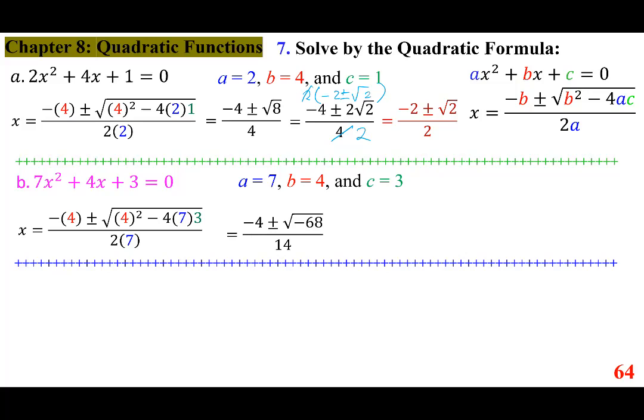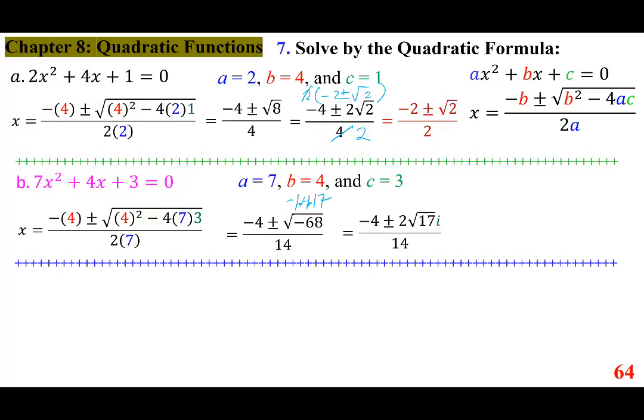Now, -68 is the product of -1, 4, 17. So there are 3 numbers. 4 comes out as 2, 17 remains in, and the square root of -1, we change it to i.